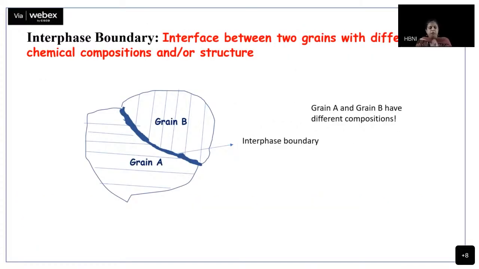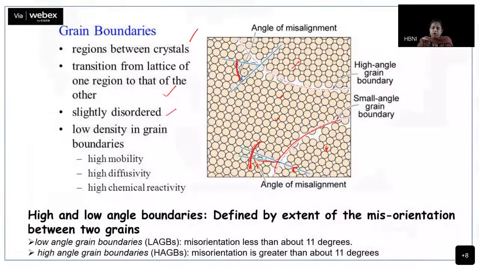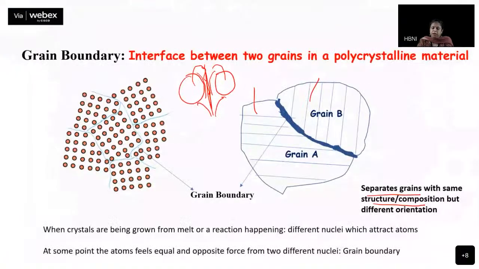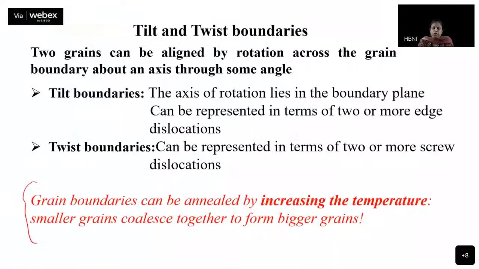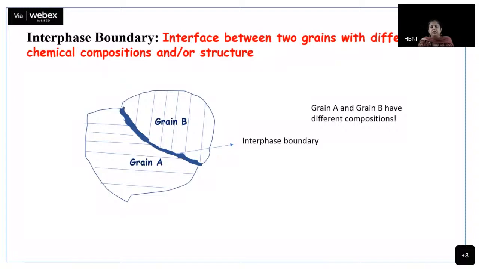Okay. Interface boundary. This is very easy. In this particular slide, we saw that grain A and grain B had the same composition, so the boundary between them was called a grain boundary. Now, when you're talking of a solid state reaction where you've got two phases, or you're doing some process where you've got two phases, then the boundary separating the grains of two different compositions is called an interface boundary. So the interface separates grains of different chemical composition, or the same composition but different structures.